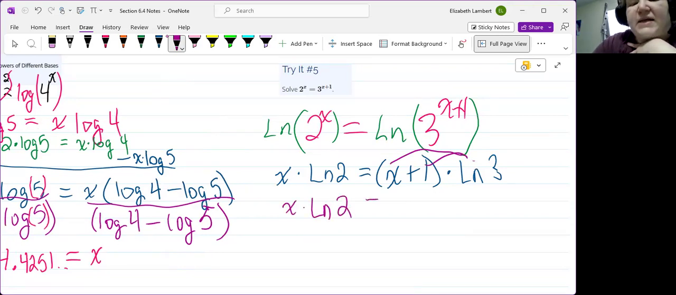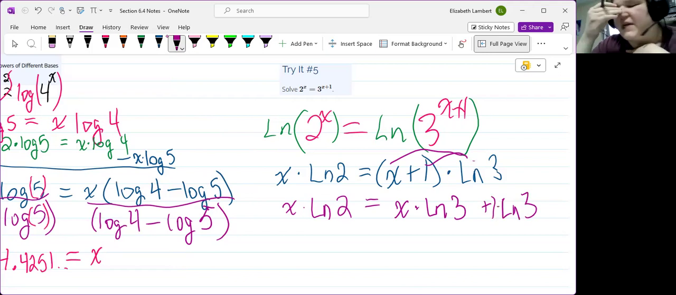So this stays x ln 2. This is x times the natural log of 3 plus 1 times the natural log of 3, which is just the natural log of 3. But if you want to write the 1 times for that first line, just so you remember you did it, that's fine.